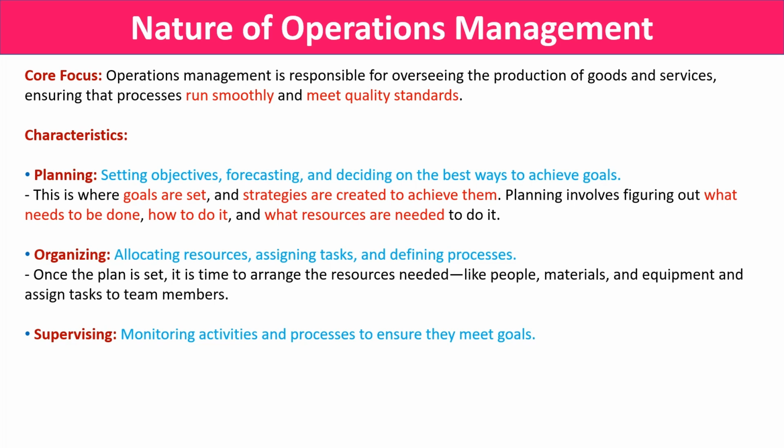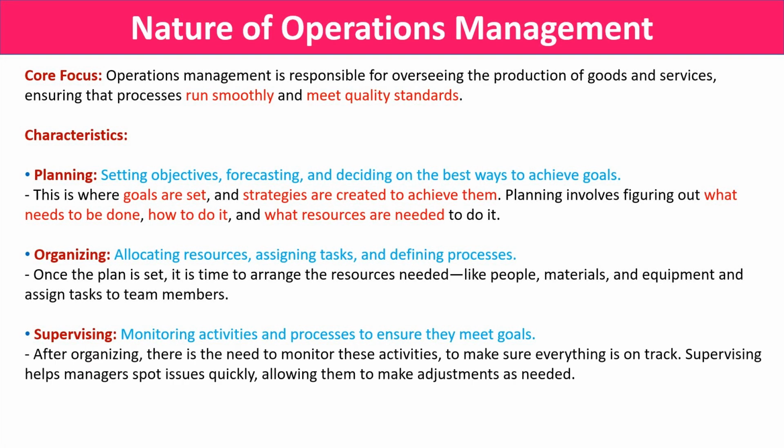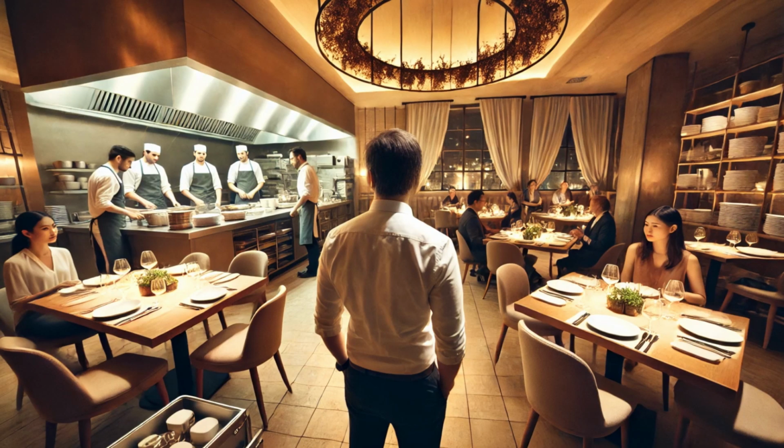Number 3. Supervising. Monitoring activities and processes to ensure they meet goals. After organizing, there is a need to monitor these activities to make sure everything is on track. Supervising helps managers to spot issues quickly and allows them to make adjustments as needed. Example, during the dinner service, the manager monitors the kitchen and dining area to ensure everything runs smoothly and addresses any issues that arise, such as long waiting times or customer complaints, etc.